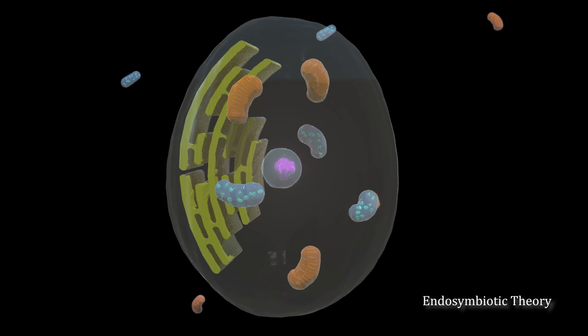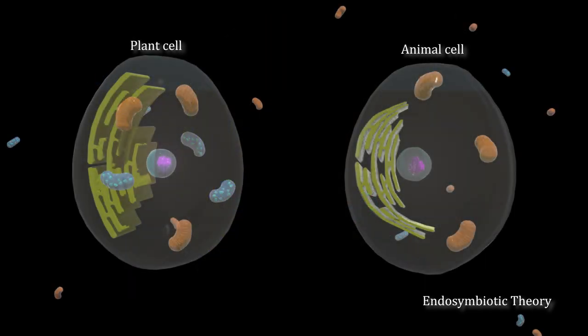Mitochondria and chloroplasts contain their own small supply of DNA, which may be remnants of the genome they had when they were independent bacteria. It is important to note that we know that aerobic bacteria were engulfed first because there are animal cells which lack chloroplasts, while both plant and animal cells contain mitochondria.